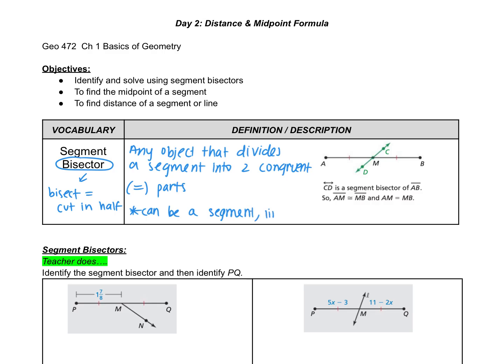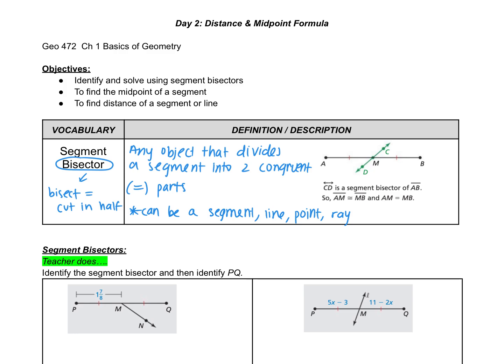It can be a line. It can be a point. It can be a ray. So the example we have, it's a line. But a point can be a segment bisector. Another segment can be a segment bisector.